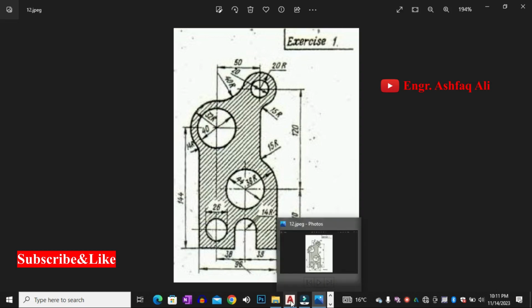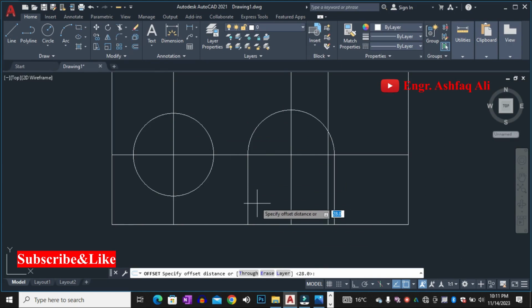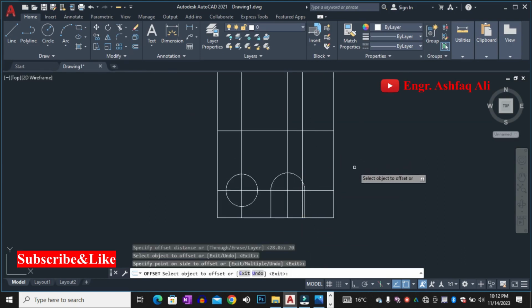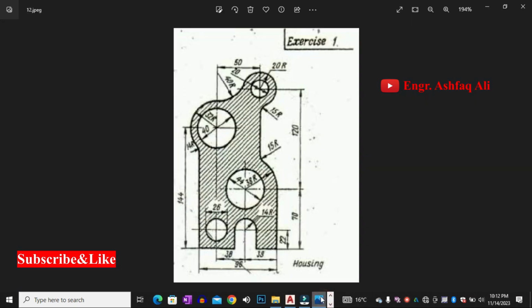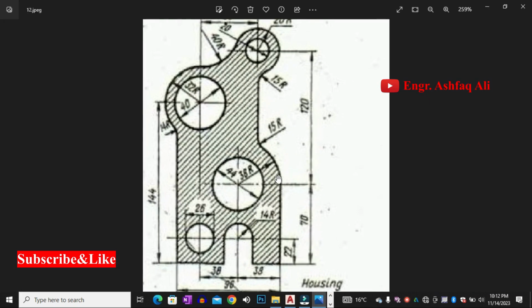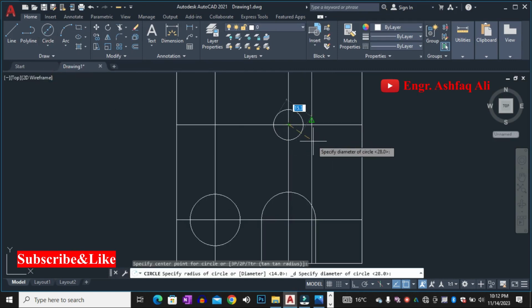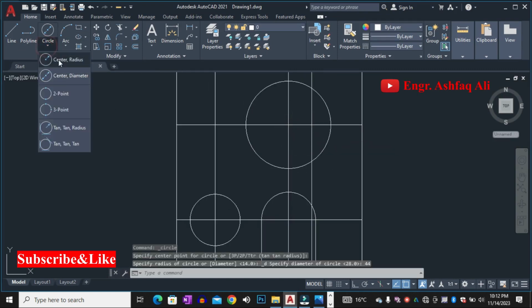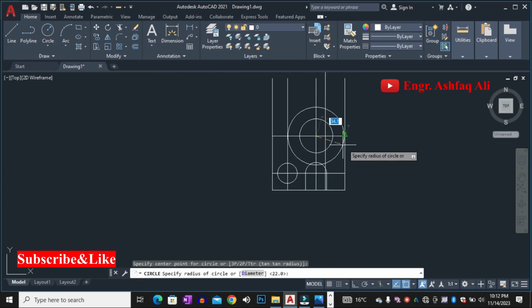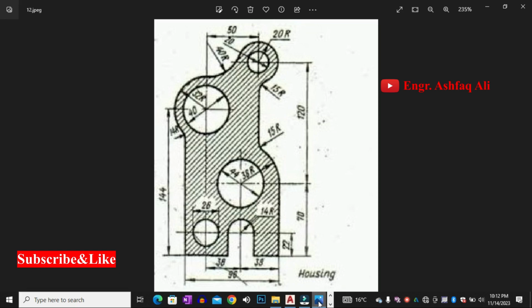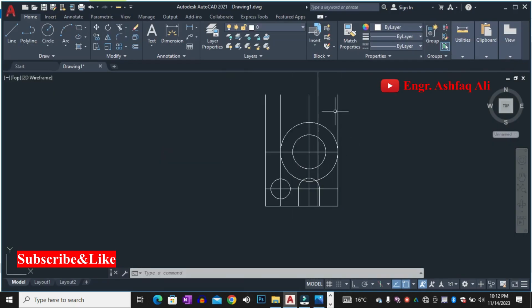Now I am going to offset the horizontal line at a distance of 70 as shown in the figure, and will draw a circle with a radius 38, and another one, we will draw a circle with a radius 15, etc.